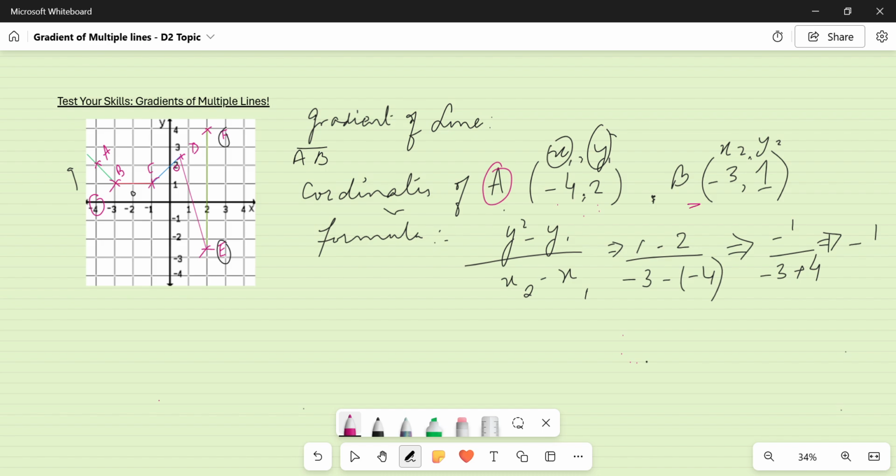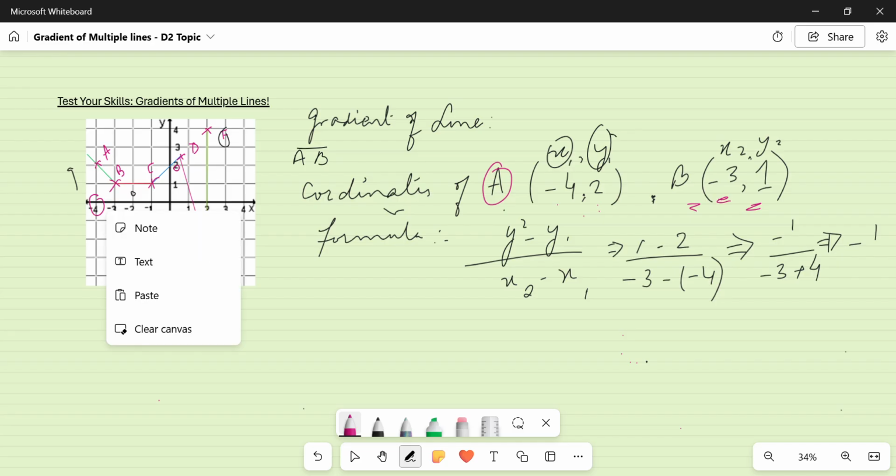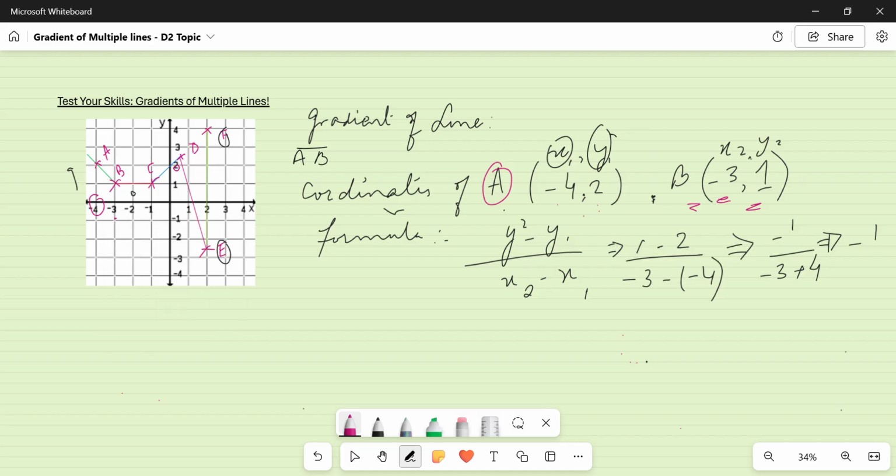Now the B coordinates are -3 and 1. So -3 is x. Now check B. It's -3 here. And on the y-axis, it's 1. Okay, so I have mentioned here the coordinates of A and B.